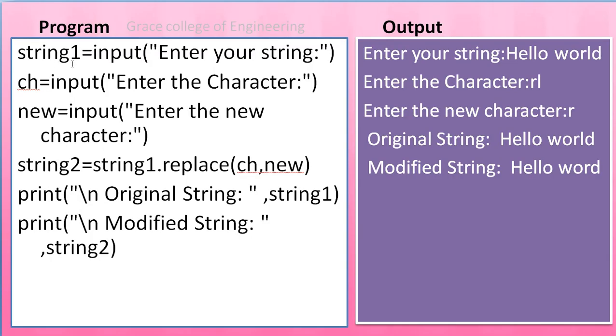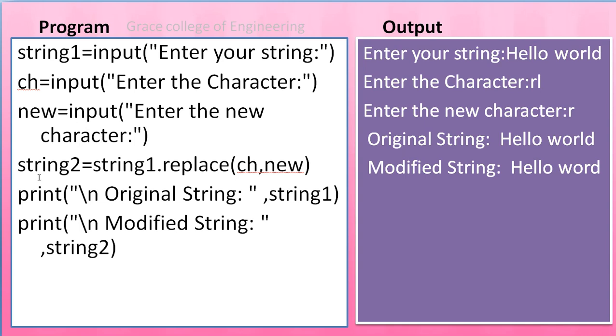Program. string1 equals input of "Enter your string". This input we are going to get from the user, so we use the input function. Next, ch, which character wants to be replaced, will be stored in the ch variable, which is equal to input of "Enter the character". This also we get from the user with the input function. The next variable, new, is equal to input of "Enter the new character".